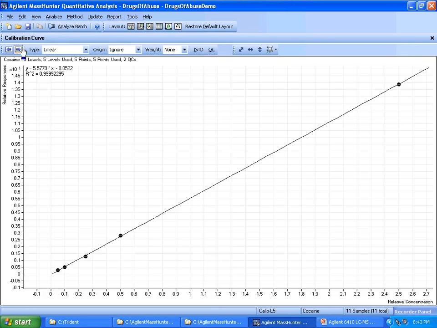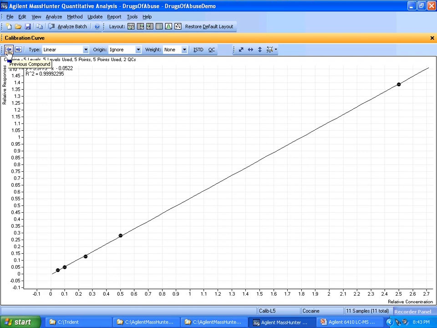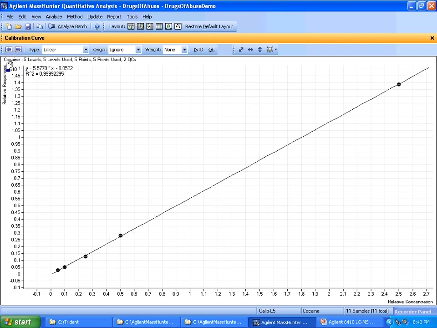What I'd like to discuss is the toolbar capabilities that are present here associated with the calibration curve presentation, as well as configurations that will allow me to change that presentation. So let me start over here. Obviously, I can move from one compound to the next. That's amphetamine, and I'm back now on cocaine. I have the traditional choices of linear, quadratic, power, first order, second order, average of response factors. The origin configuration: ignore, include, force, and the weighting of the curve.